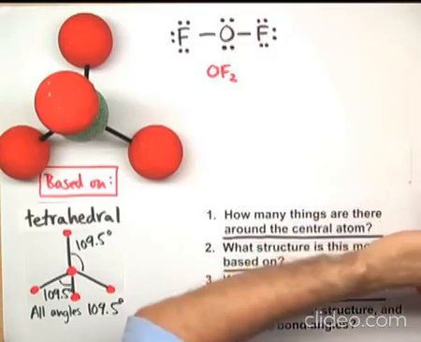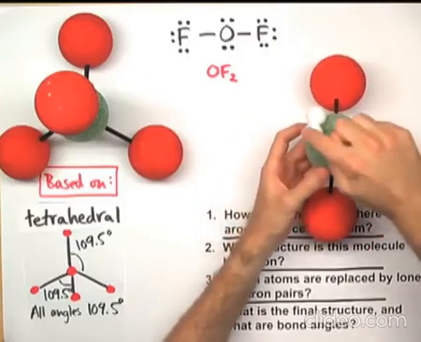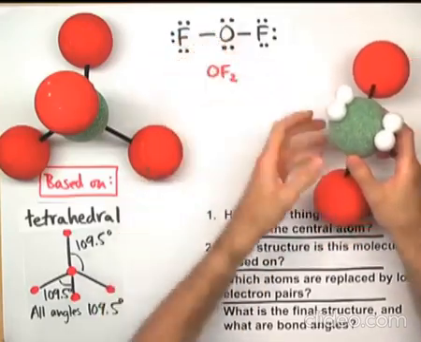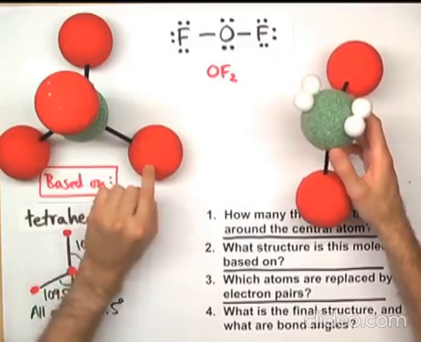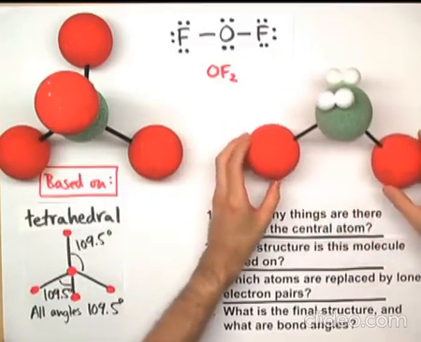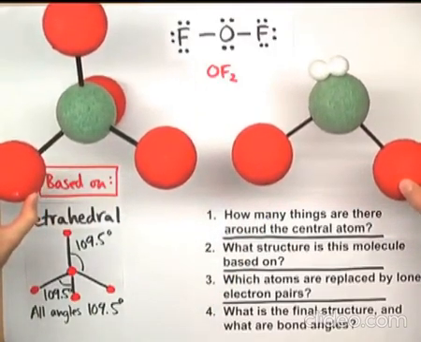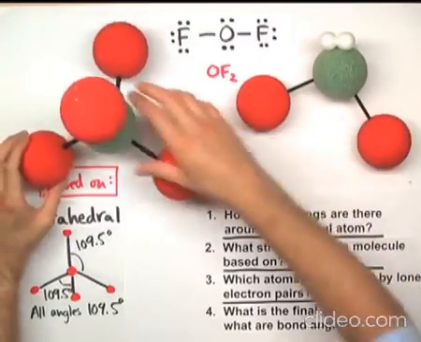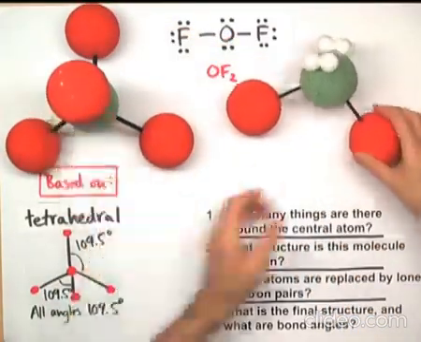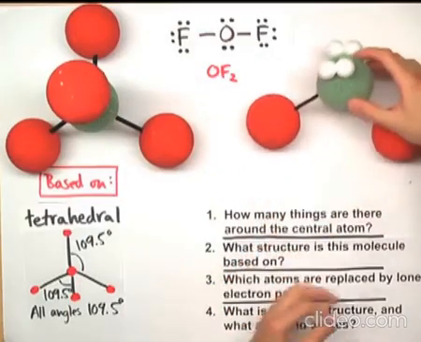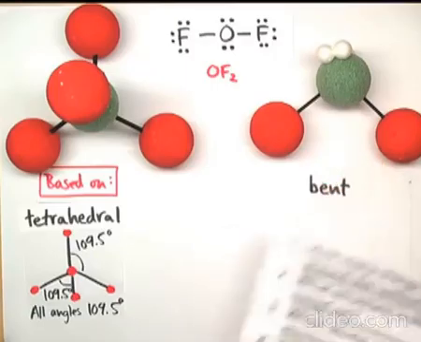So that means that OF2 is going to look like this. Here are the 2 lone electron pairs, this one and this one. These 2 lone electron pairs have replaced 2 of these atoms in the tetrahedral structure. So if we look at it from the side, it looks a lot like the tetrahedral shape. But you could say that it still has these 2 atoms, but it's missing this atom and this atom. They've been replaced by these unshared electron pairs. This is going to give the molecule a bent shape.